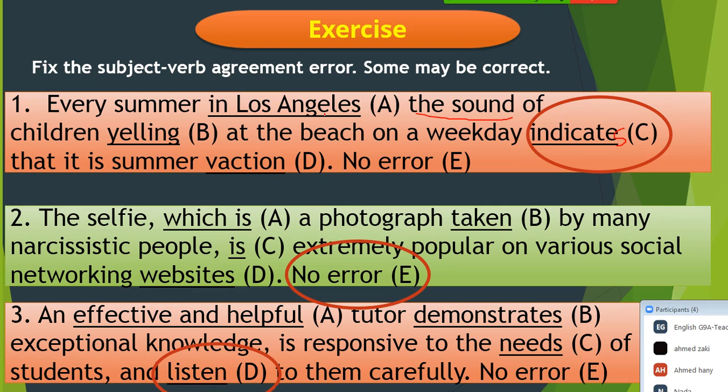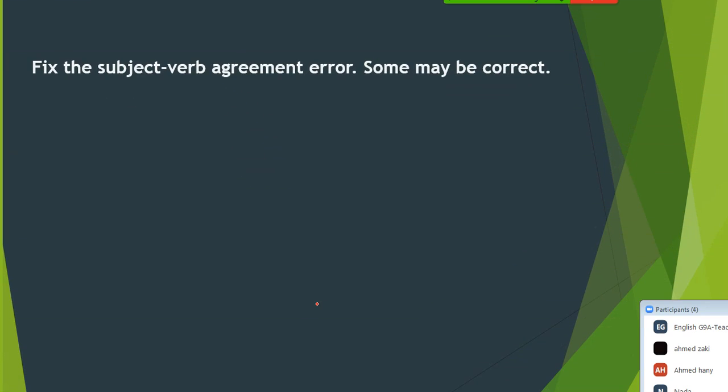But the correct lessons, yes, you have to. Where is the subject? The subject is an effective tutor. A tutor. Oh, that's right. This is the subject. It's singular, so the verb should be singular too. Okay.